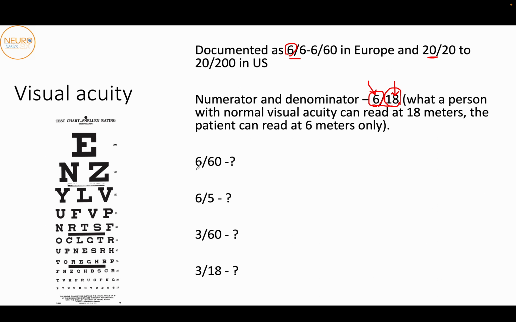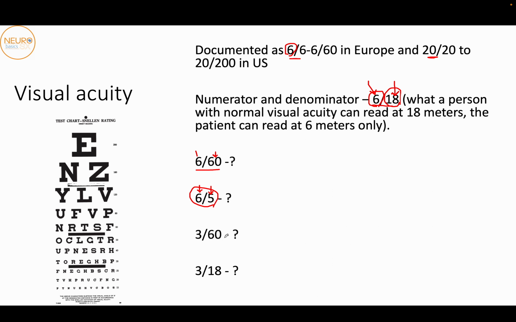Similarly, a 6/60 visual acuity means that whatever a patient is reading at 6 meters, the person with normal visual acuity is able to read at 60 meters. So that's quite bad. On the other hand, 6/5 is quite nice. So whatever the patient is reading at 6, a normal person is able to read at 5. So 6/5 is the opposite of whatever we have after 6/6. 6/6 and beyond is normal and just further worsening visual acuity. 6/5 on the other hand is quite good visual acuity. It represents that you have better visual acuity than most people would.